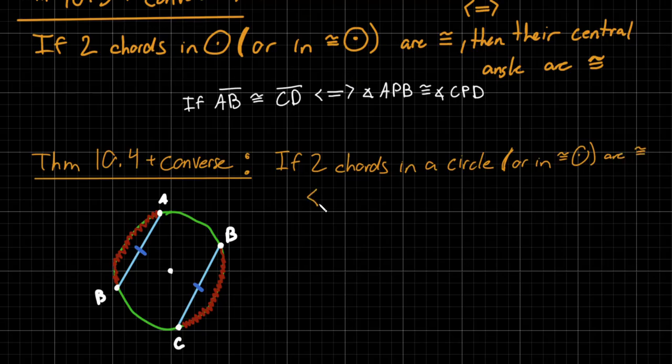and this is an if and only if, so the double arrow, then the arcs are congruent. Okay, that's actually the converse of this statement. So I just showed you the converse. This is the converse.